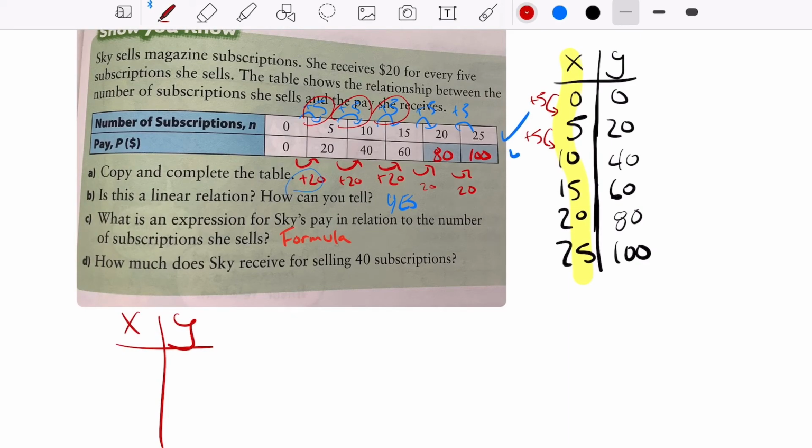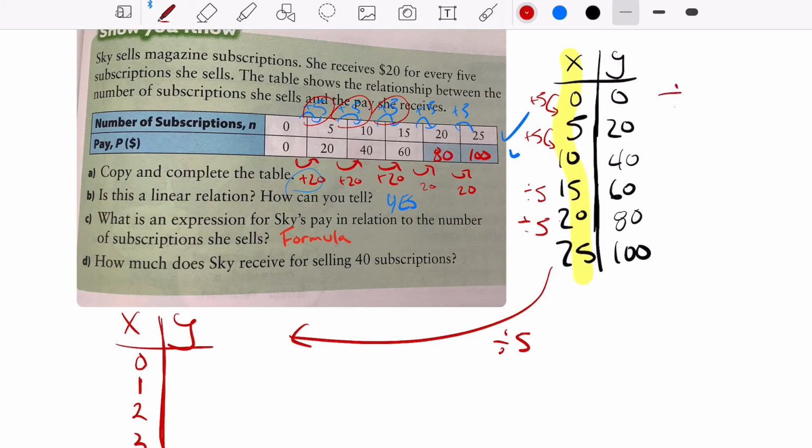So if I divide all of these numbers by 5, I'm just going to put this over here and divide all these numbers by 5. So 0 divided by 5 is 0, 5 divided by 5 is 1, 10 divided by 5 is 2, 15 divided by 5 is 3, 20 divided by 5 is 4, and so on.